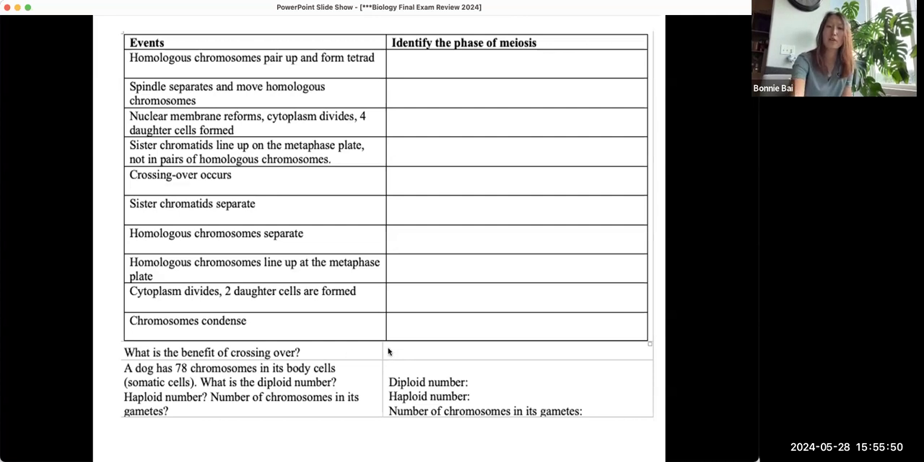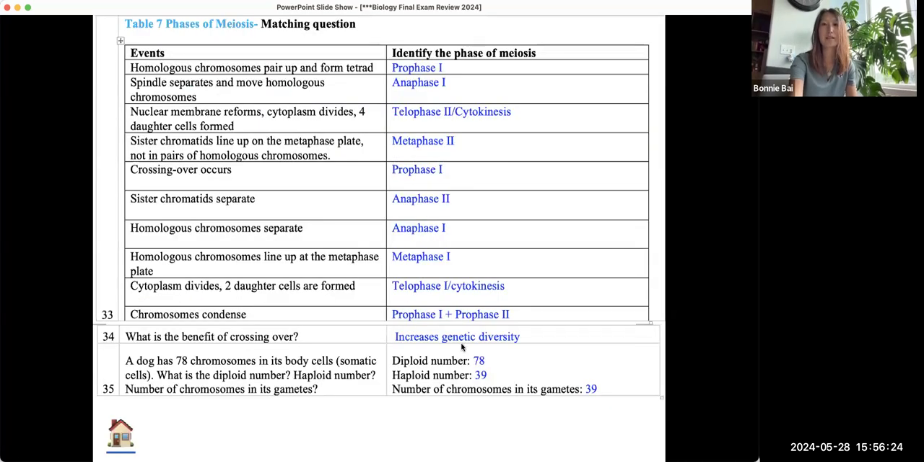Okay, the benefit of crossing over is to increase genetic diversity. Let's take a look at this last question. A dog has 78 chromosomes in its body cells. So this is a full set. The 2N is 78. So 78 homologous chromosomes, that will be really 39 pairs, right? So the diploid number, 78, the somatic cell is diploid. So the diploid number is 78. Haploid number is half of the diploid, so that will be 39. And then the number of chromosomes in its gamete. Gametes are all haploid, so that will also be 39. Okay, here is the answer.